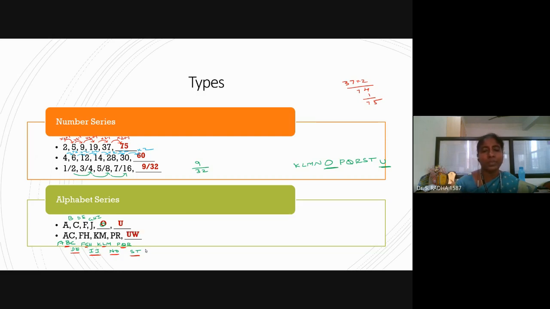UW should come. Okay, UW. If we want more, we have to skip two letters after W. After W, it is XY. Then we have to take three combinations. After Z, again, we can rotate to AB. A should be skipped: Z and B. Like that, this is the series going on. Once we put pen on paper, we will understand there is some logic. These are examples of number series and alphabet series.